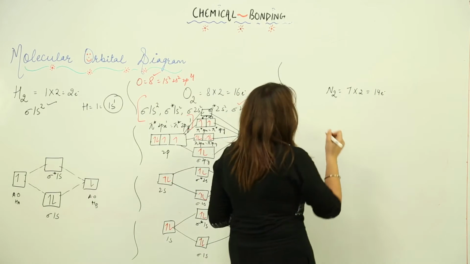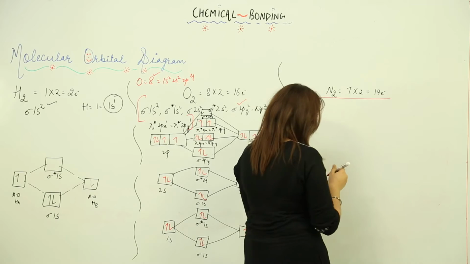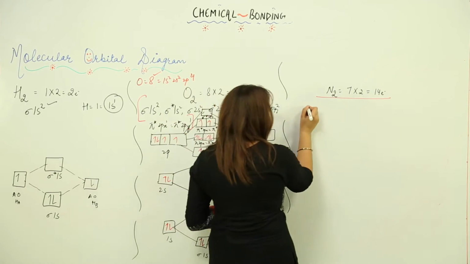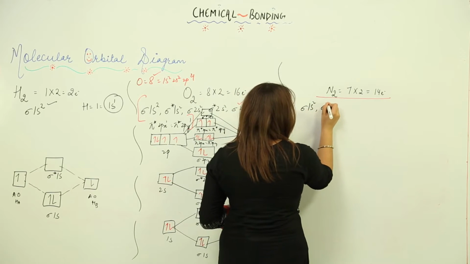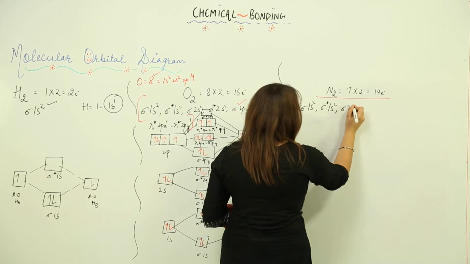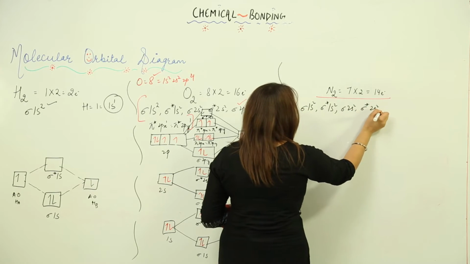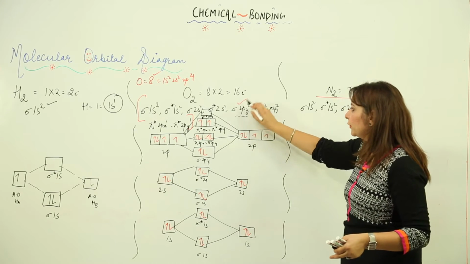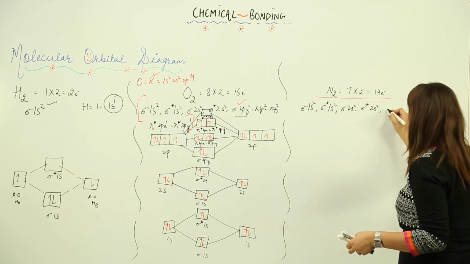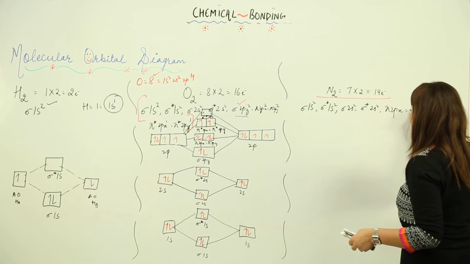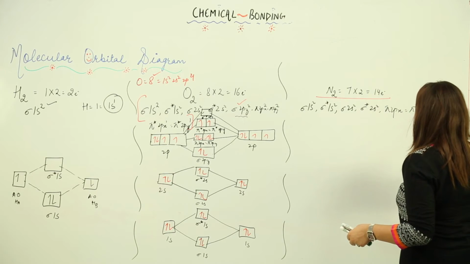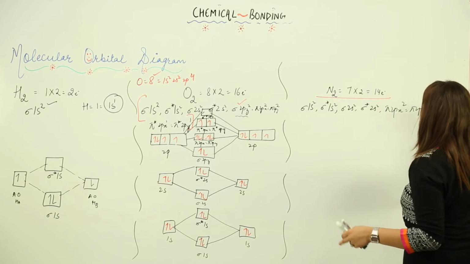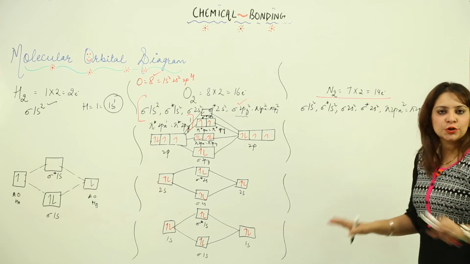Now let's draw a molecular orbital diagram for nitrogen. First we need to write the electronic configuration. Sigma 1s2, sigma star 1s2, sigma 2s2, sigma star 2s2. Now here the order just gets changed. We know that 2pz will come after pi 2px and pi 2py. So it is pi 2px, pi 2py, sigma 2pz. So let's fill 2, 4, 6, 8, 9, 10, 11, 12, 13, 14. That's it. No electron in the anti-bonding orbitals.